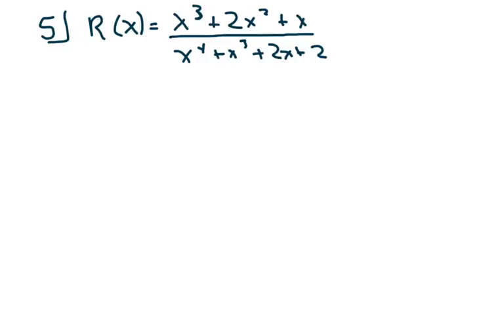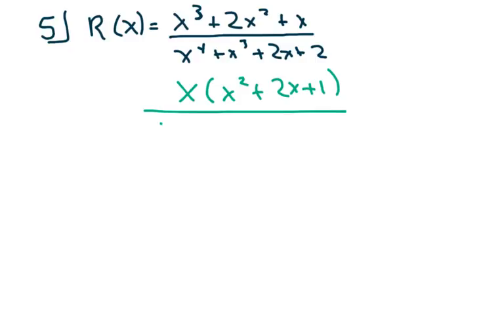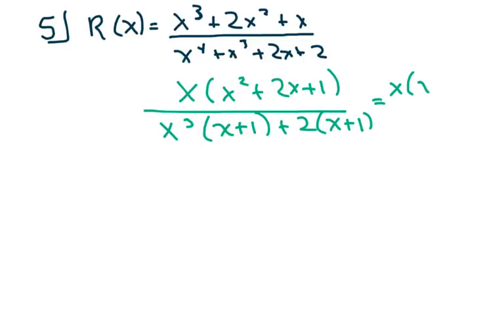Okay. I'm going to group, factor out an x in this one and get x squared plus 2x plus 1. Factor by grouping, get x cubed times x plus 1 plus 2 times x plus 1. Factor some more. This is x plus 1 squared over x cubed plus 2 times x plus 1. I'm going to go ahead and write this out twice instead. It was easier to see that way.